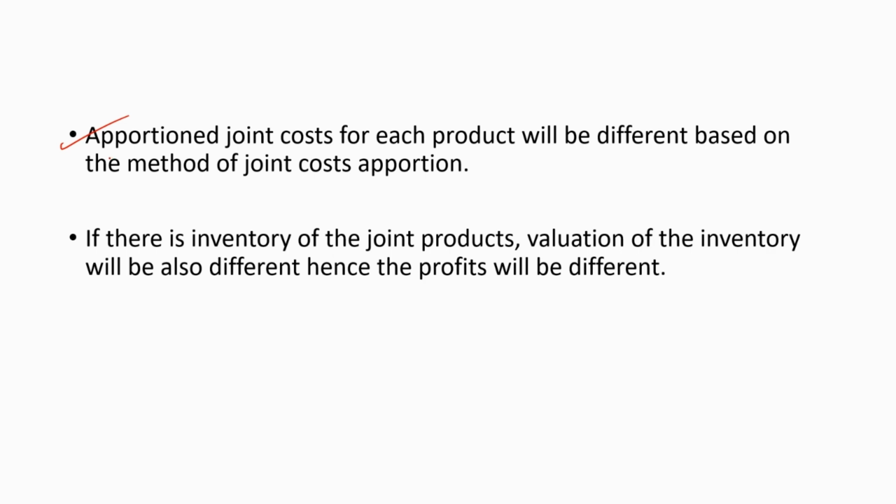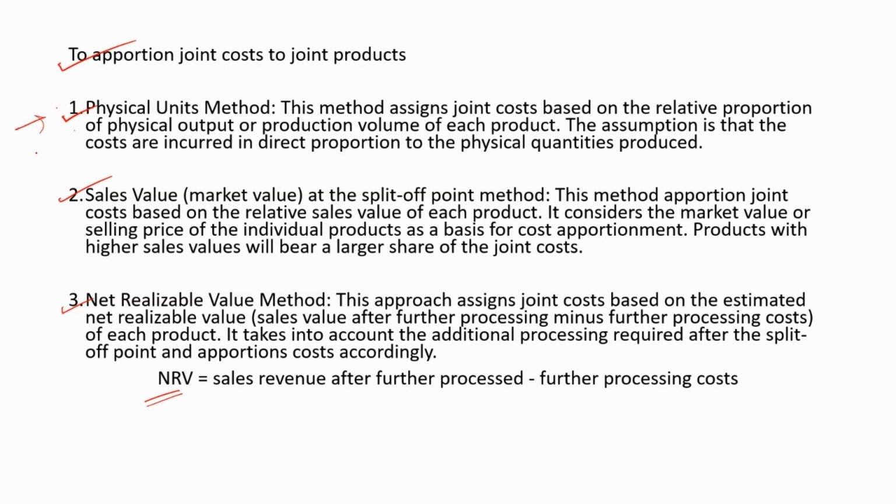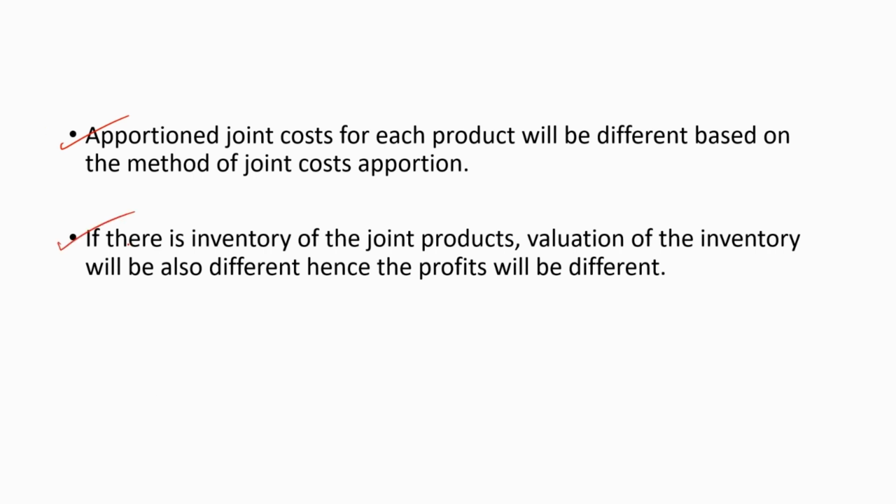Apportioned joint costs for each product will be different based on the method of joint costs apportionment. This means these three methods will not give the same apportioned amount for each joint product. If there is inventory of the joint products, valuation of the inventory will also be different. Hence, the profits will be different. This means based on the apportioning method, the inventory valuation will be different. Inventory valuation will cause profits to be different.